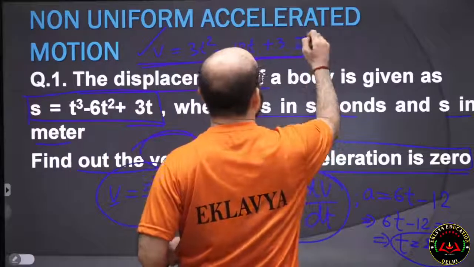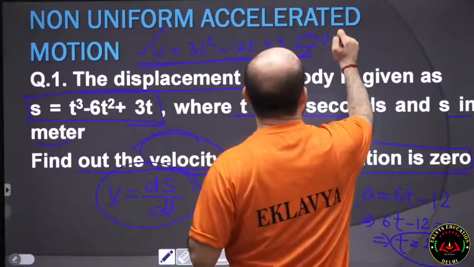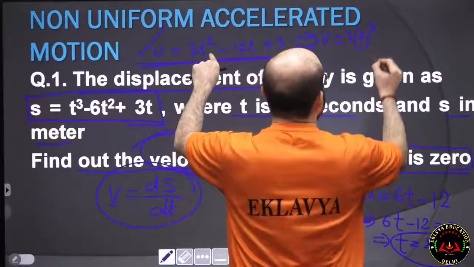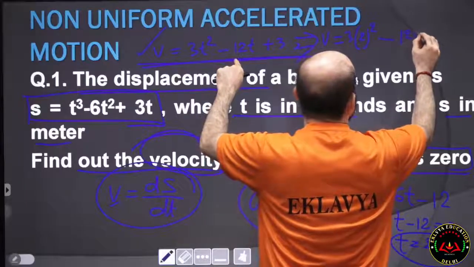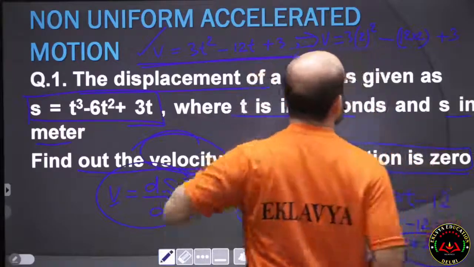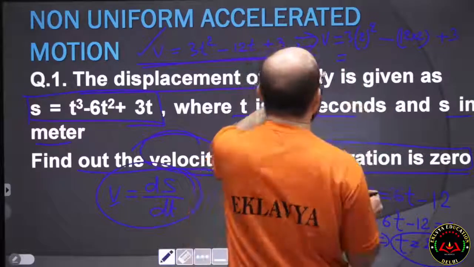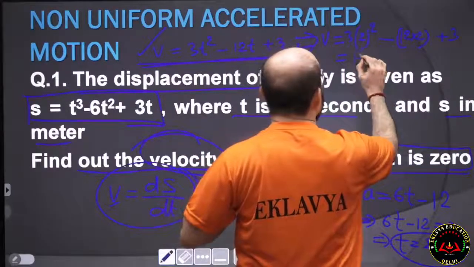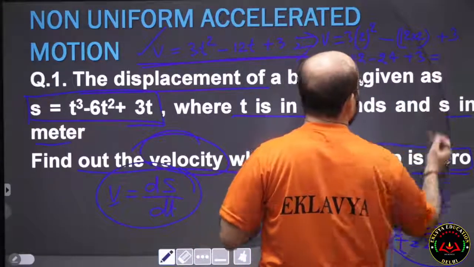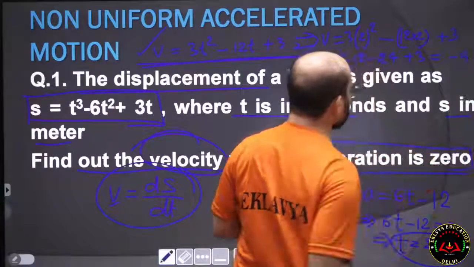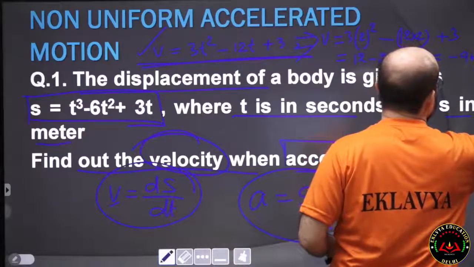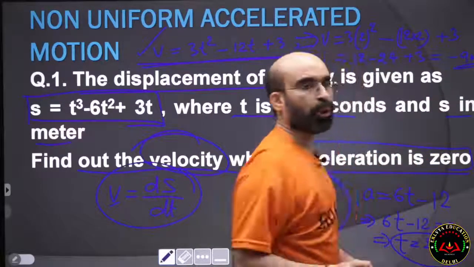So we are going to get v as 3 into the square of 2, minus 12 into 2, and then plus 3. So 4 into 3 is 12, minus 24, plus 3. So minus 9. Yes, this is minus 9 meter per second. So this is our required result.